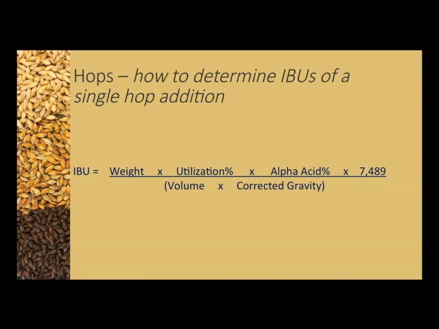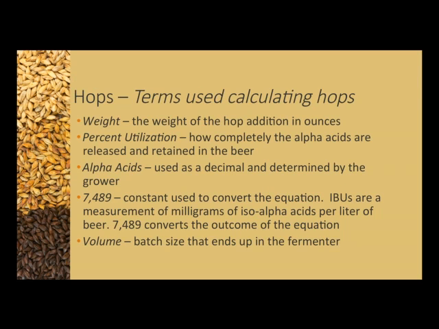Calculating IBUs is a bit trickier than gravity units, mostly due to the number of variables involved that affect IBUs. This slide shows the equation for determining the IBUs of a single hop addition. The explanation of the variables is as follows. Weight is simply the weight of the hop addition in ounces. Percent utilization is determined mostly by the amount of time the hops are in contact with boiling wort and is a measure of how completely the bittering alpha acids are released and retained in the beer.